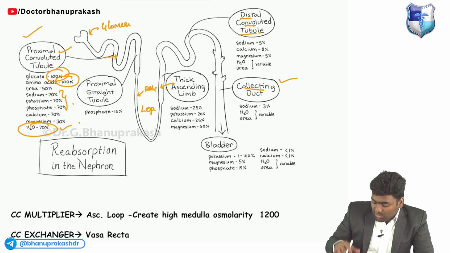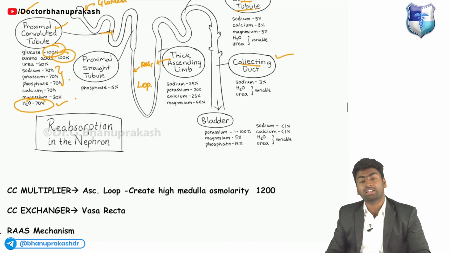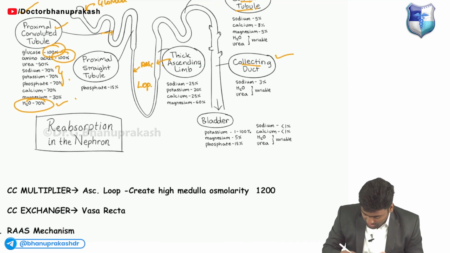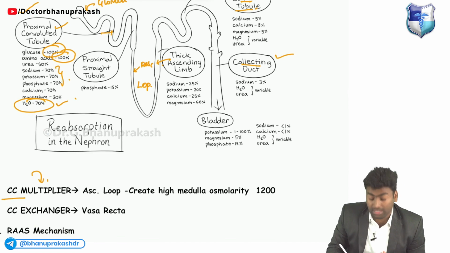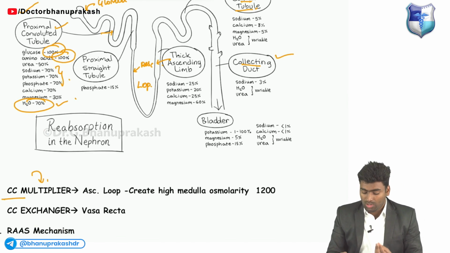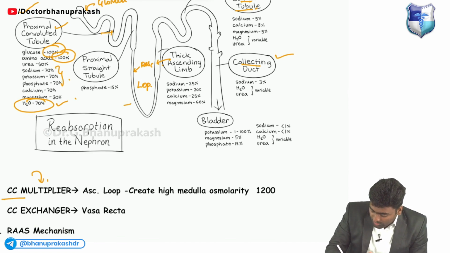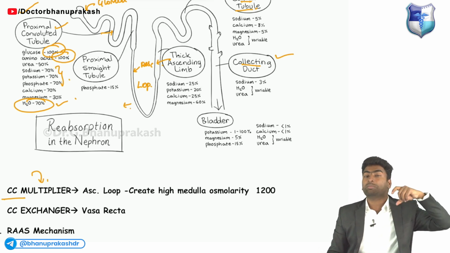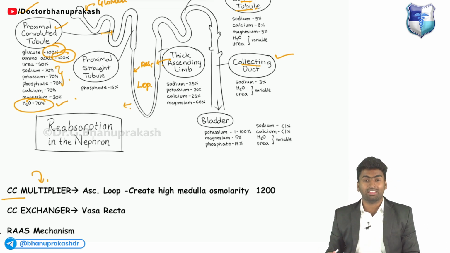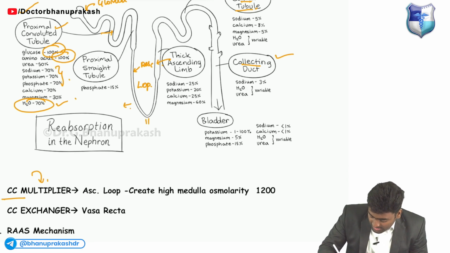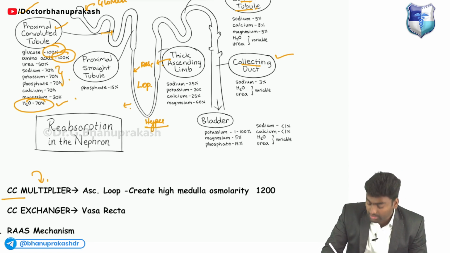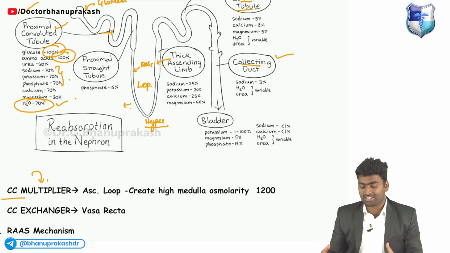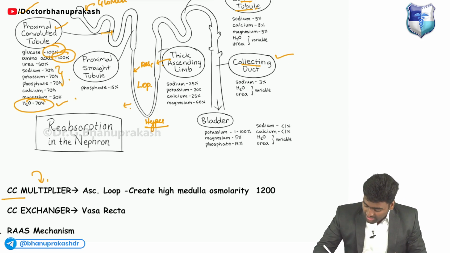Fine. And next, if you see the loop of Henle, it is responsible for one mechanism which is known as the countercurrent multiplier. Once this comes, initially the water will go out. Then because of this water going out, the sodium inside the loop of Henle will increase, and this sodium will cause it to become hypertonic, and this will cause high concentration.